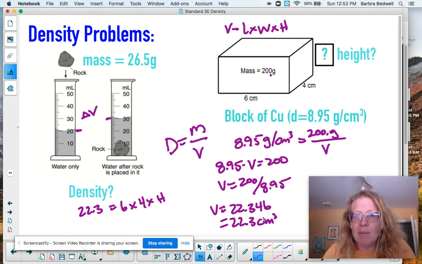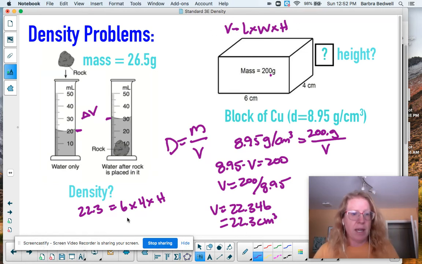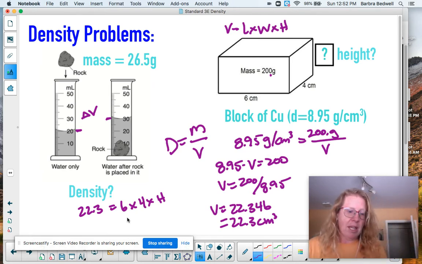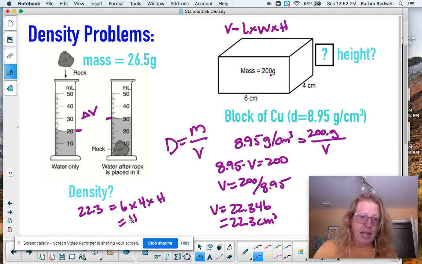I've calculated my volume. I'm now plugging that into my equation and solving for the missing side. So 22.3 divided by 6 divided by 4 gives me a height something along these lines. H equals 0.93, I guess 1 or so by the time I'm doing that. And that would be in centimeters. Notice how these are in centimeters and our volume is in cubic centimeters, cm³.